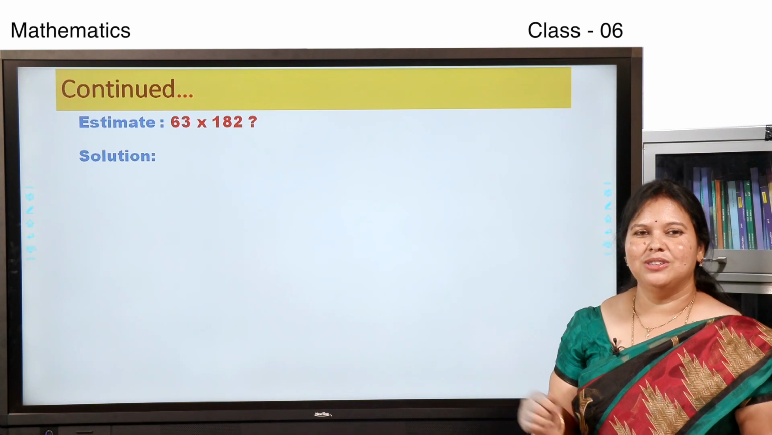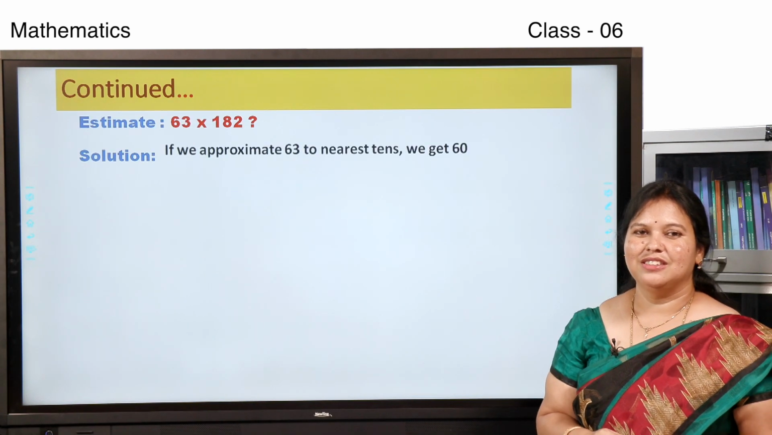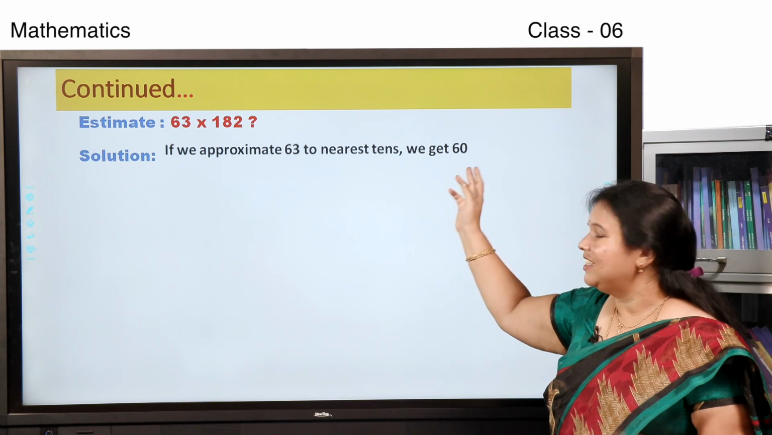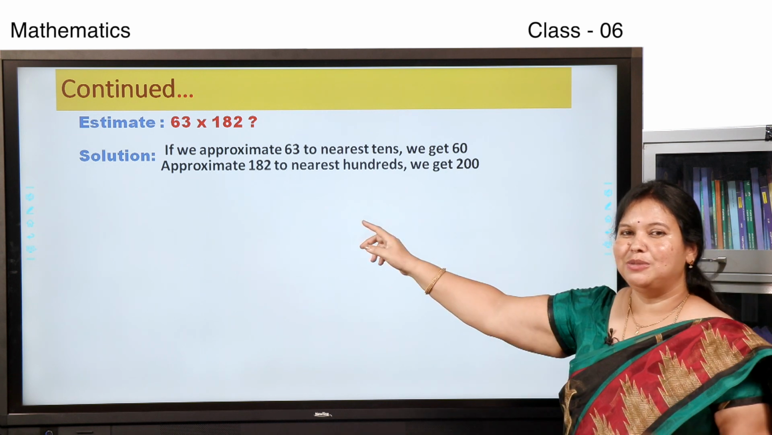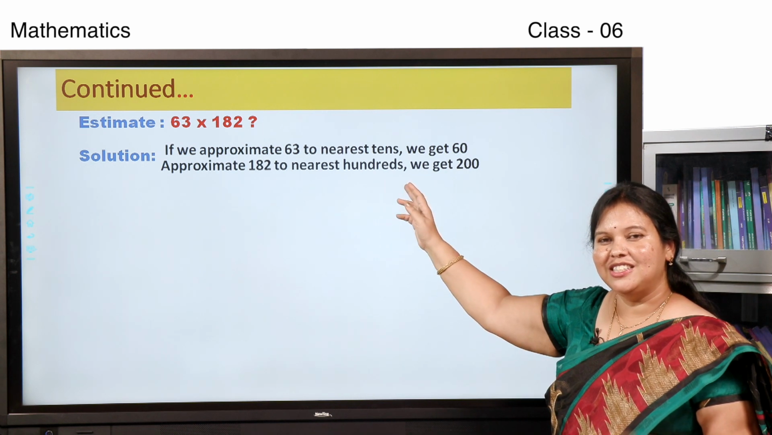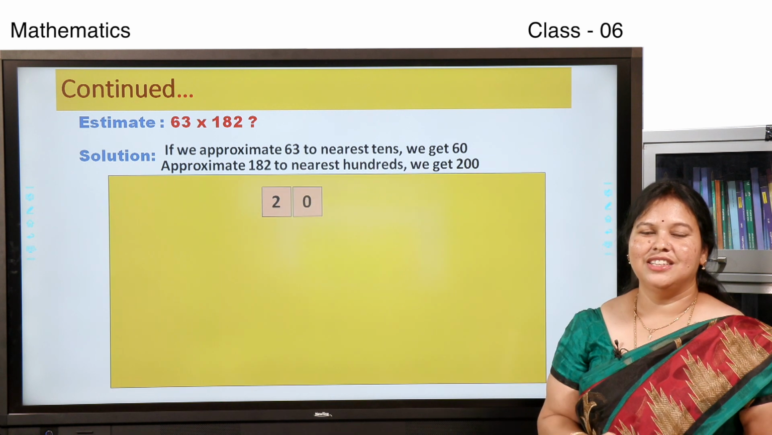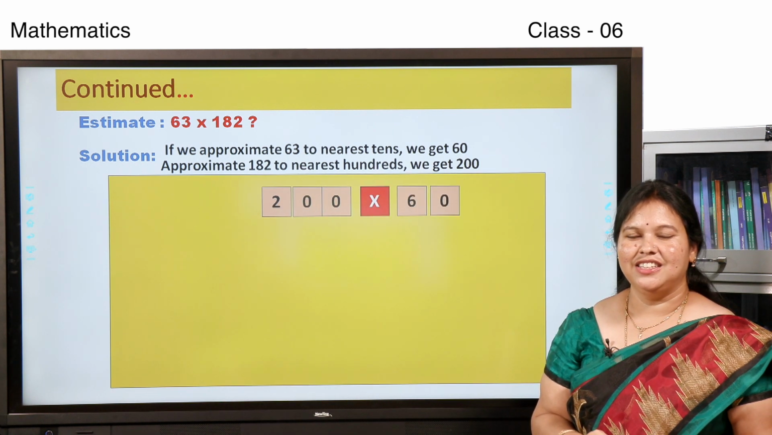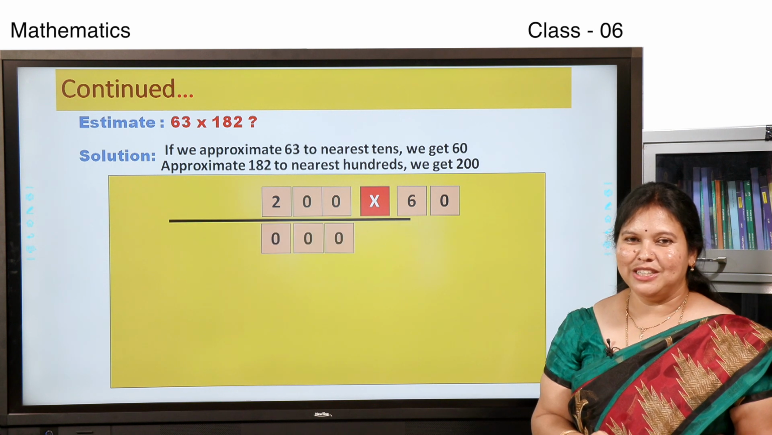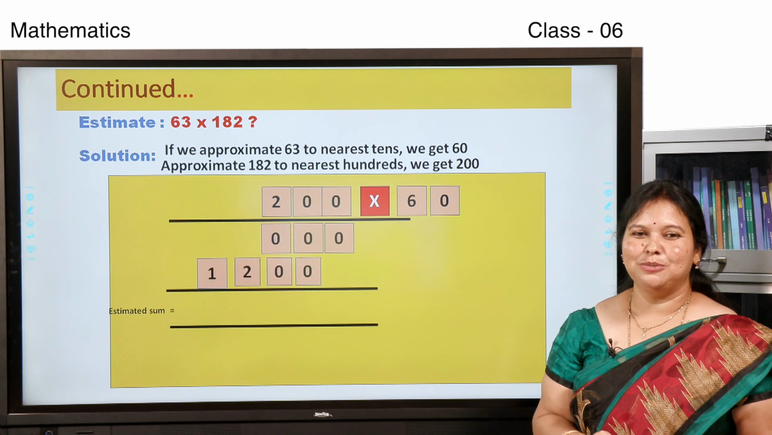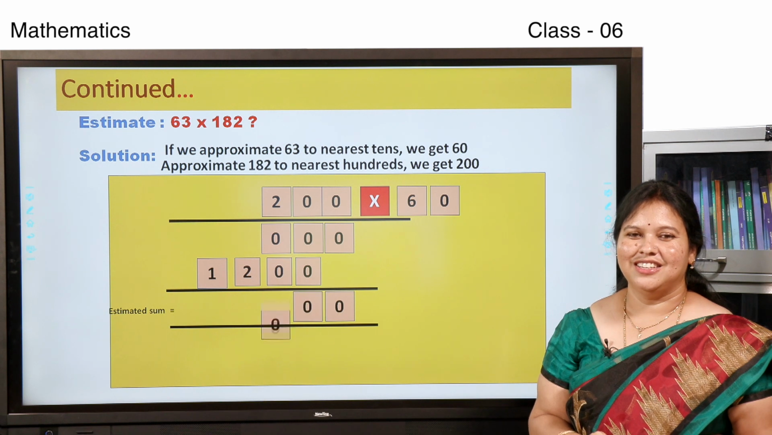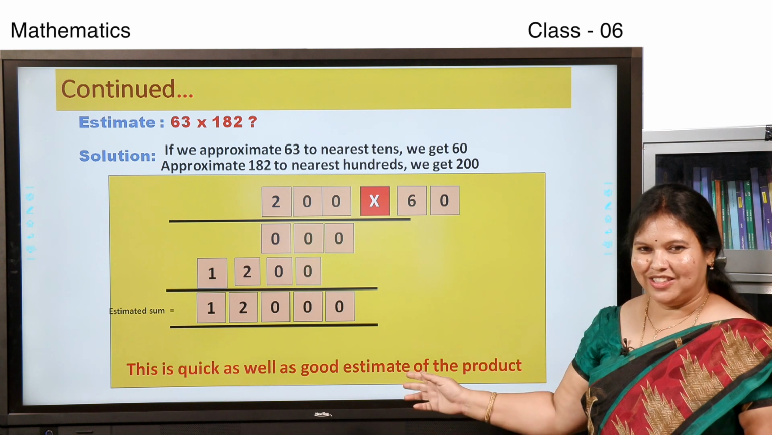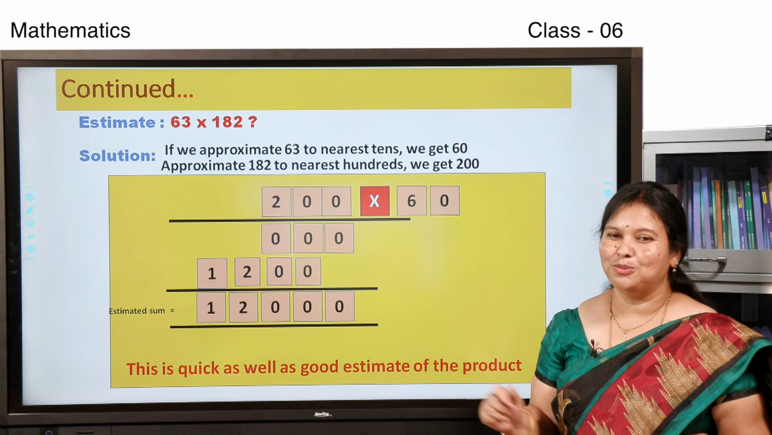Let's do it in another method. For the same numbers, we have to estimate. If we approximate 63 to the nearest tens, we get 60. If we approximate 182 to the nearest hundreds, we get 200. In the same way, by multiplying 200 and 60, what is the estimated product? Yes, it is 12,000. This is a quick as well as good estimate of the product.